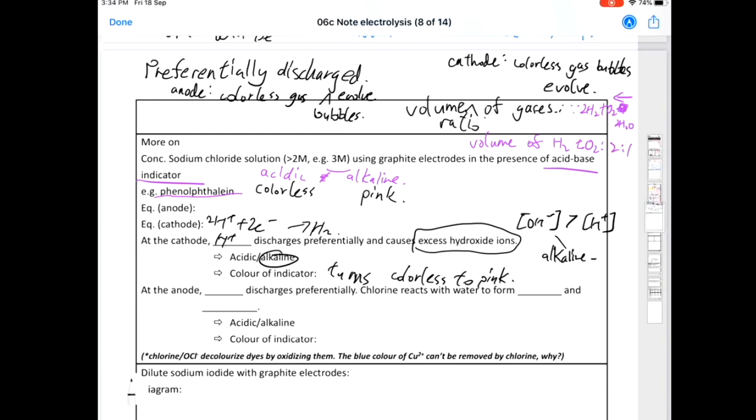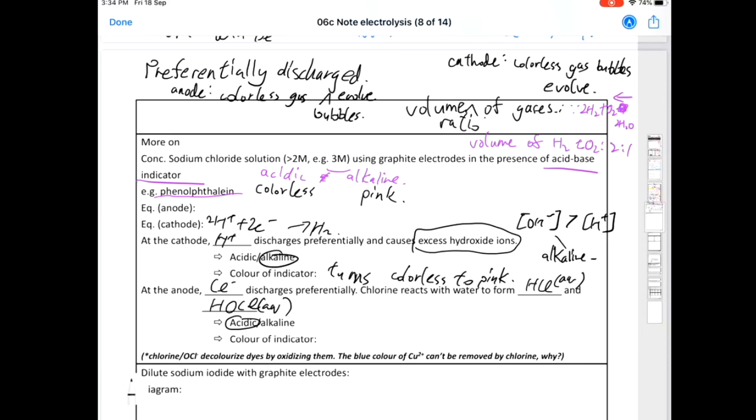Oh, how about at the anode? Anode gives out Cl2 gas. Then the gas reacts with H2O, is it? Yes, to form hydrochloric acid. Hydrochloric acid and what's more? Hypochlorous acid, which is HOCl, aq. So as you may see on this side, because of the presence of those two acids newly formed, the whole solution on the left-hand side will turn acidic.